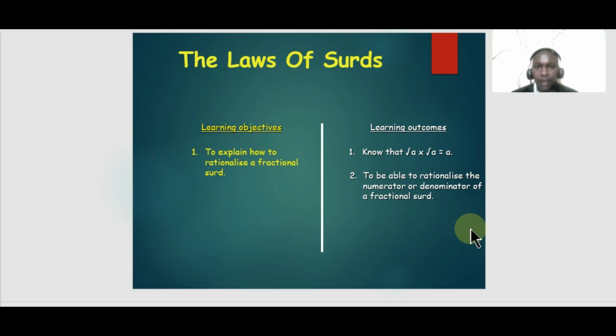The laws of surds. You're still on the laws of surds. In this part, I want us to explain, by the end of this chapter, how to rationalize a fractional surd. The learning outcomes: we should be able to understand that root of a times root of a will give us a. For example, root of 2 times root of 2 will give us 2. We should be able to rationalize the numerator or the denominator of any fractional surd.